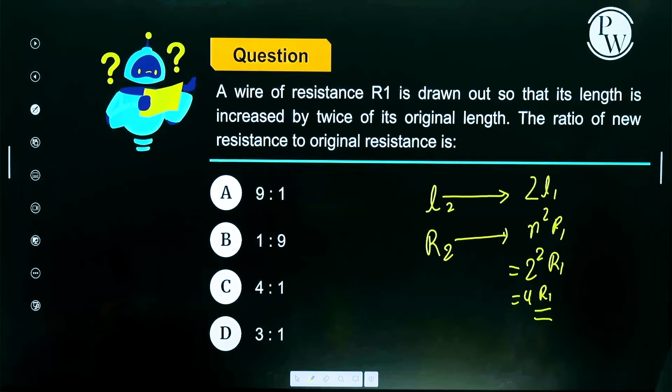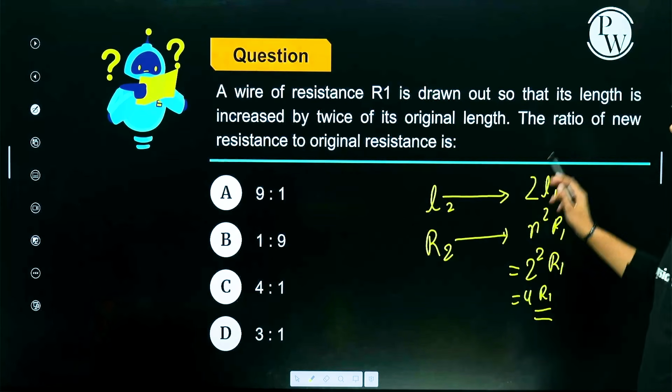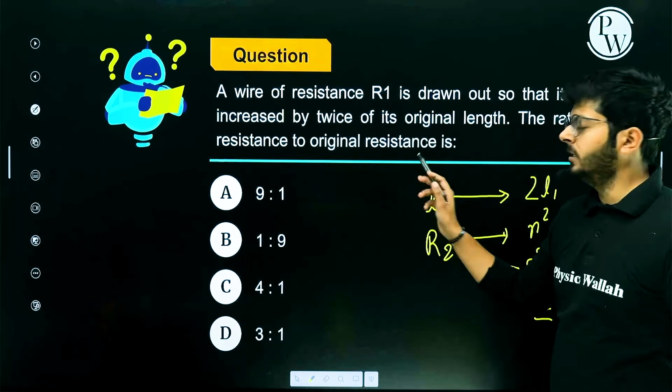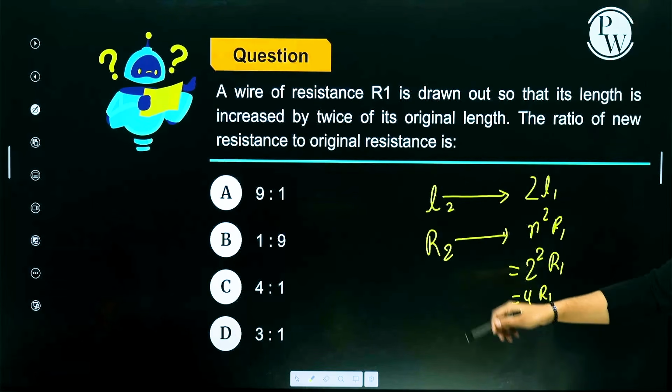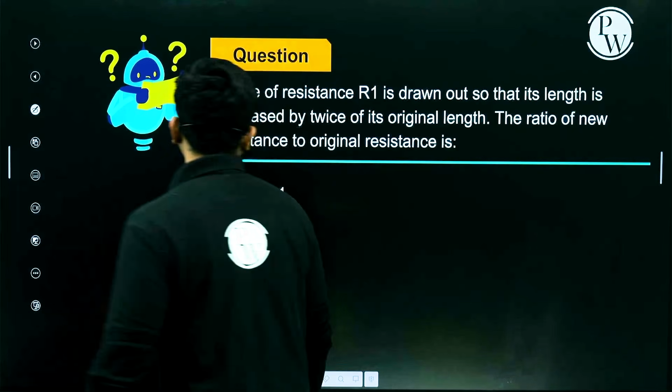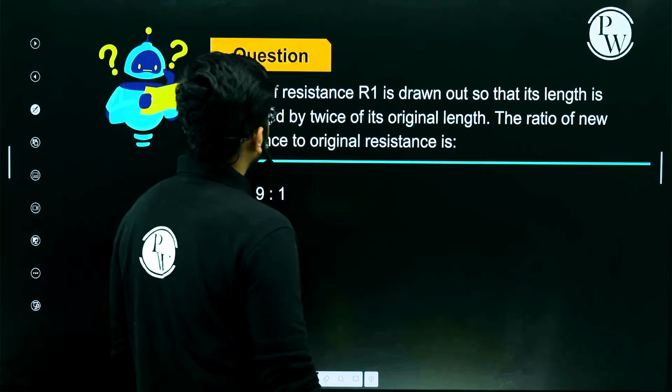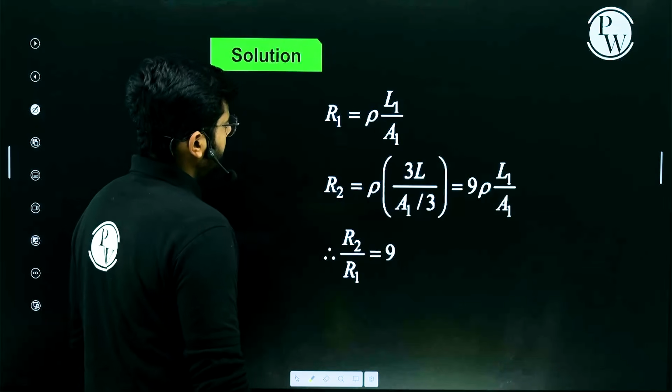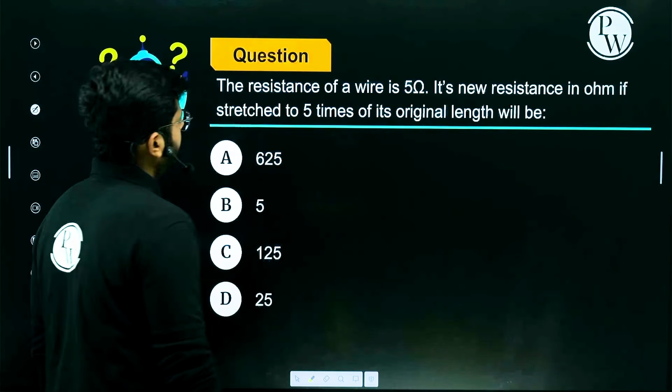So again, we have done that multiple times conventionally, right? The ratio of new resistance to the original, so R2 upon R1, we have to answer. That is going to be 4:1, right? I believe the idea is very clear, right?